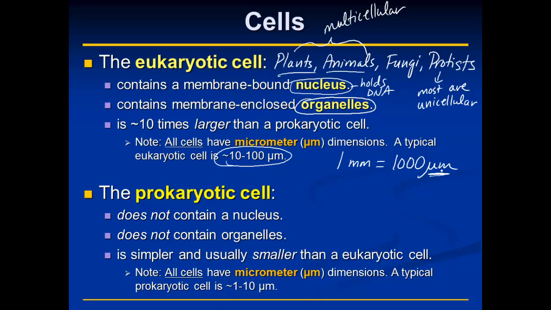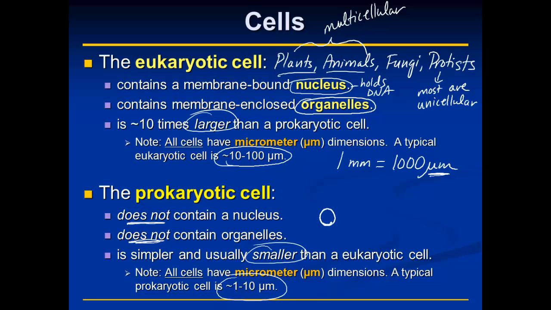Prokaryotic cells are not as complex as eukaryotic cells. They do not contain a nucleus. They still have DNA, but it's not surrounded by a membrane. Prokaryotic cells do not contain organelles. So they're simpler in structure in the various types of components found within. They are also typically smaller than eukaryotic cells. And again, there's a big range in sizes, but we could say most prokaryotic cells are approximately 1 to 10 micrometers in size.